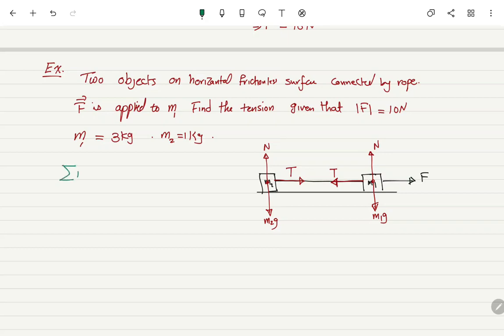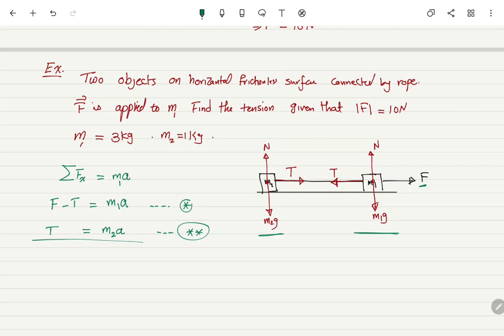Sum of all forces on X equal to M1A. Now on system 1, we have F minus tension equal to M1A. So F minus tension equal to M1A, and this is the first equation. Now on system 2, the tension is equal to M2A, and this is equation number 2.